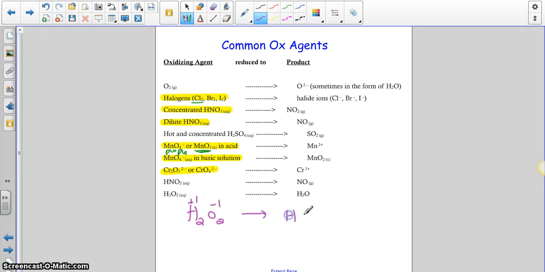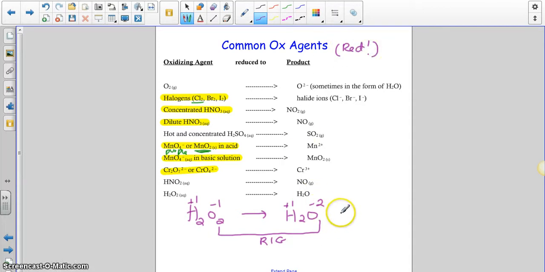And you can see right here the reduction half reaction is going to be forming water. There's our -2 and our +1 for hydrogen. You can see the only element changing is our -1 to -2 for oxygen, which means it is undergoing reduction. And since these are common oxidizing agents, yes, these are the ones that are reduced. So that should make sense.